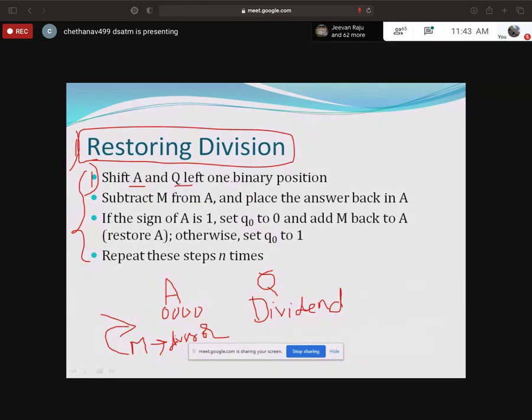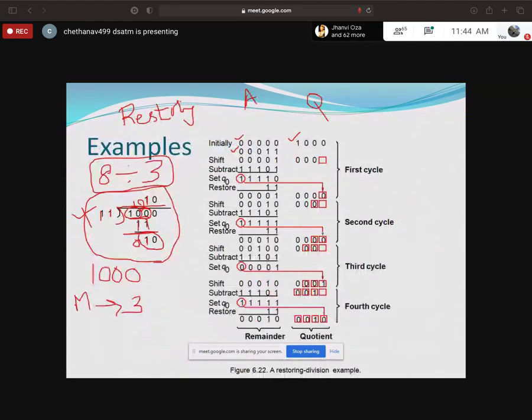So I'll go here and shift it. That's what I'm doing now. Just shift it. So this is your A. I told you this is your A.